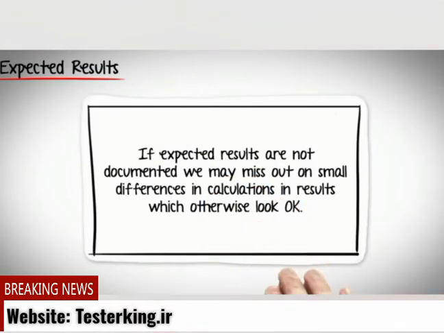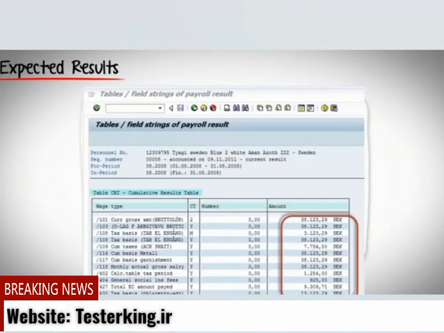If expected results are not documented, we may miss out on small differences in calculations in results which otherwise look okay. Consider this example, where you are calculating monthly pay for an employee which involves lots of calculations. The need for documenting expected results becomes obvious.